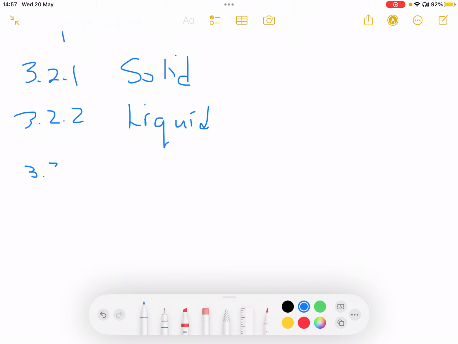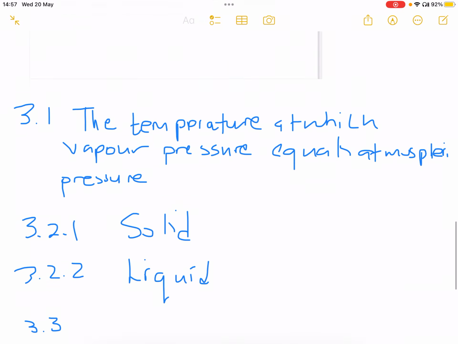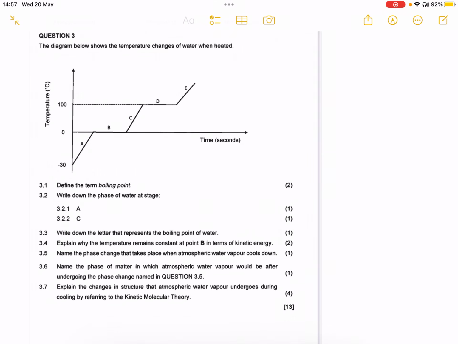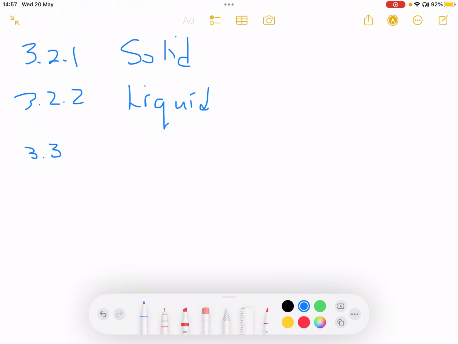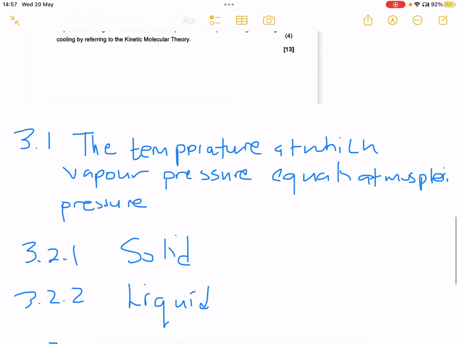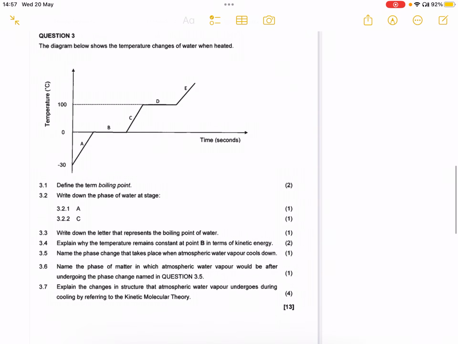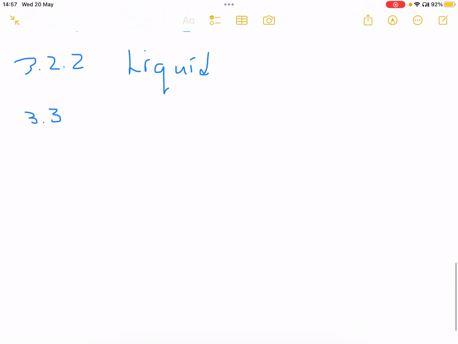And then you have 3.3, write down the letter that represents the boiling point of water. Well, boiling point of water, I know this is taught from natural sciences grade 8 or 9. So where do we find the letter where the water is at 100? That is letter D.